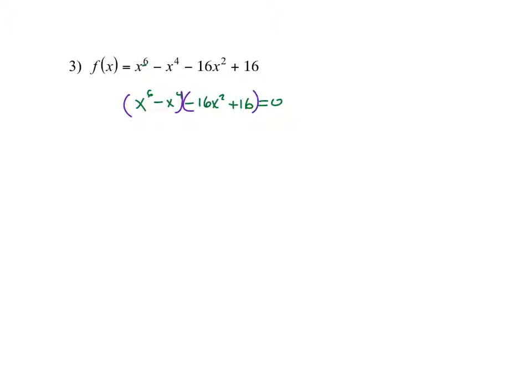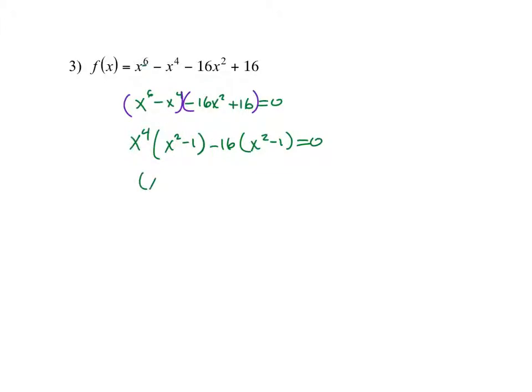For x to the sixth minus x to the fourth, my common factor there is x to the fourth, so x to the fourth times x squared minus 1. My common factor in my second group is negative 16, so I have x squared minus 1 equals 0. When factoring by grouping, the second sign on the group is negative, so I'm factoring out a negative right there.